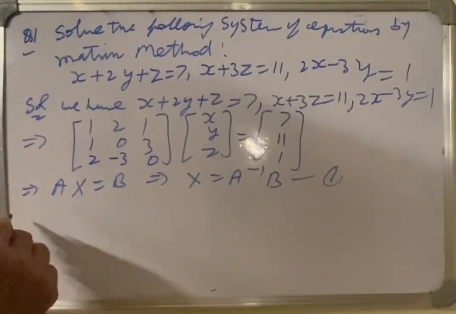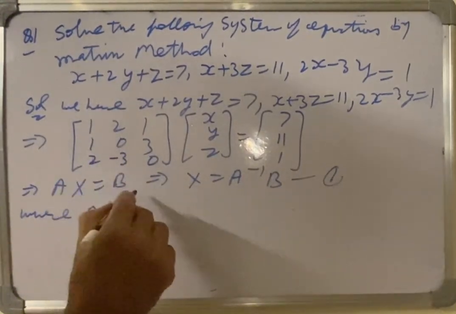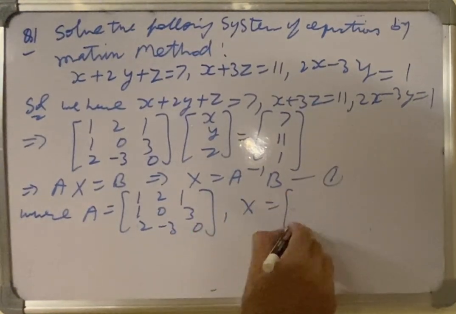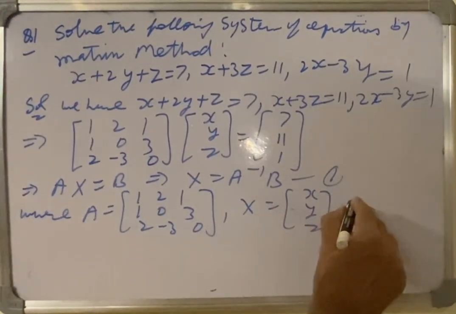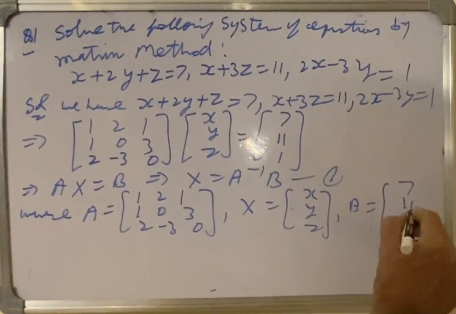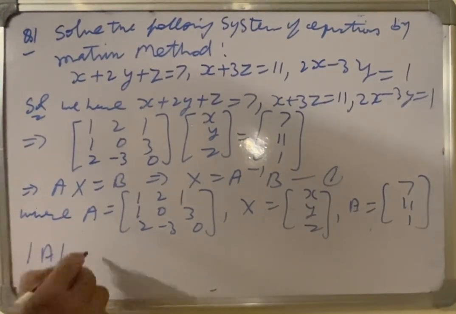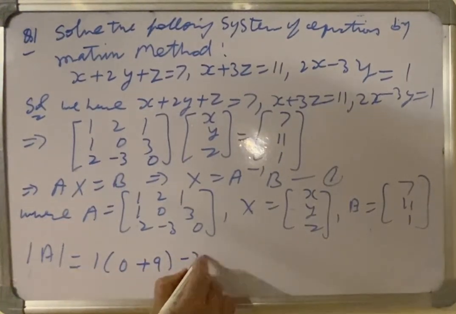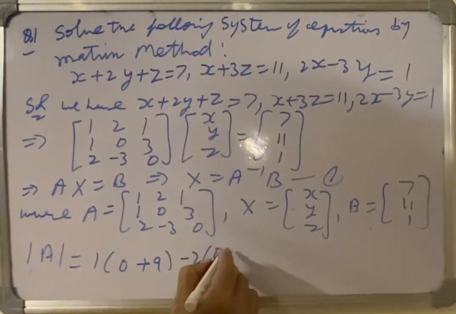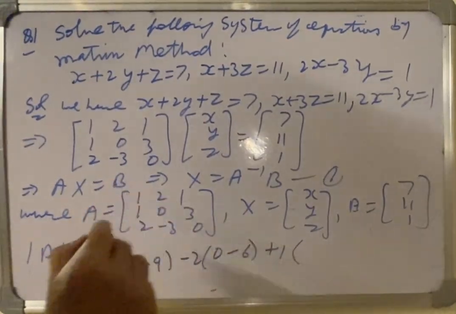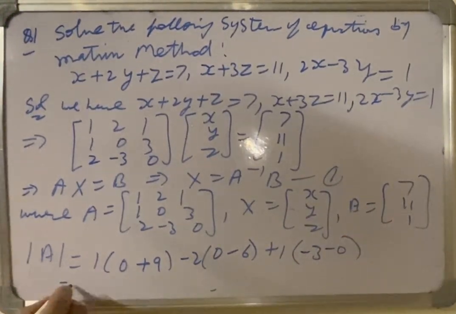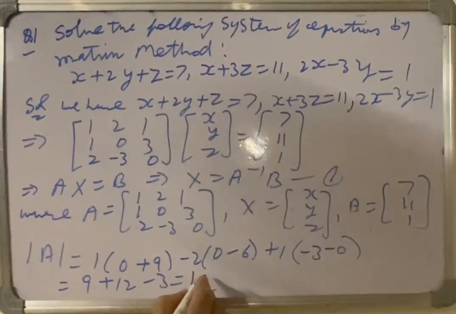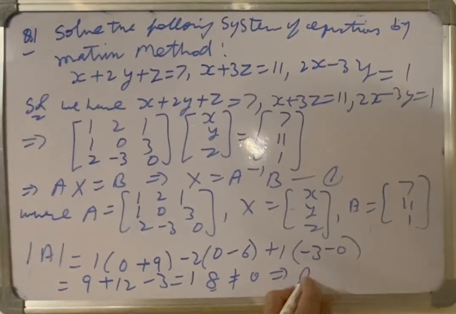This is number 1, where A is equal to the coefficient matrix 1, 2, 1, 1, 0, 3, 2, minus 3, 0. X is the variable column matrix x, y, z. B is the constant column matrix. Then determinant A, expanding by first row, is 1 into 0 plus 9, minus 2 into 0 minus 6, plus 1 into minus 3 minus 0. So this is equal to 9 plus 12 minus 3, which is 18, not equal to 0. Therefore, A inverse exists.